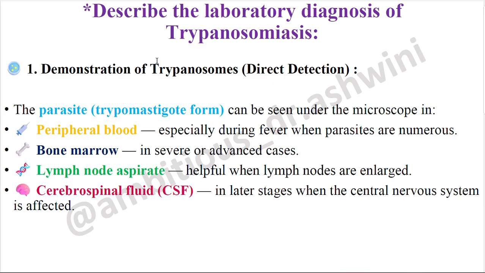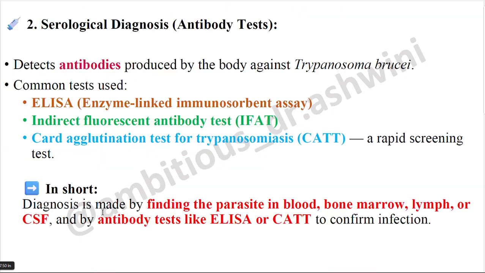First one, demonstration of trypanosomes, which is direct detection. The parasite, trypomastigote form, can be seen under the microscope in peripheral blood, especially during fever when parasites are numerous. Bone marrow, in severe or advanced cases. Lymph node aspirate, helpful when lymph nodes are enlarged. Cerebrospinal fluid, in later stages when the central nervous system is affected.